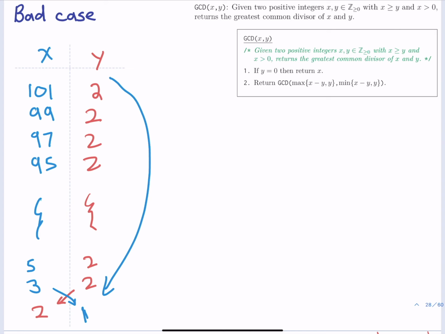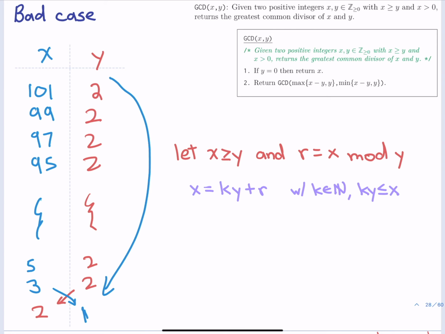Oh, okay, we can take the modulo. Hopefully I wrote that down. All right, so if x was bigger than y and r was the remainder, x modulo y. Note in particular that 1 is the remainder of 101 divided by 2. Then the more sophisticated Euclid observation: that means that x is of the form k times y plus r, where k is the largest integer such that ky is at most x. And if some number divides x and y, then that number is also going to divide y and r.